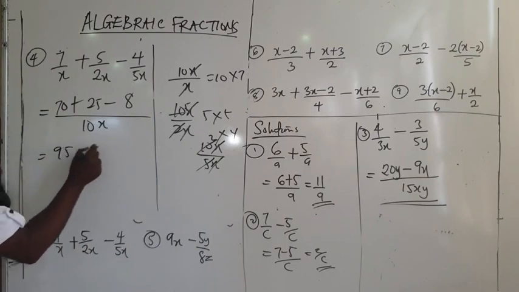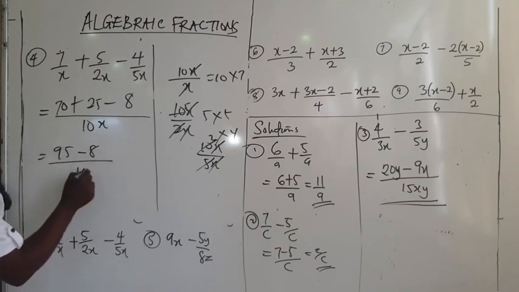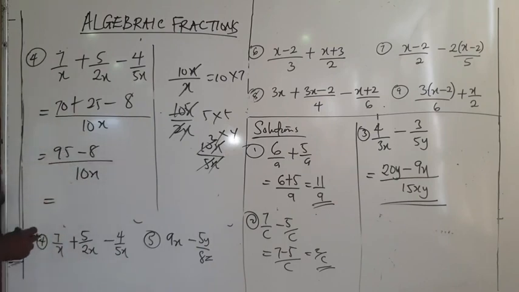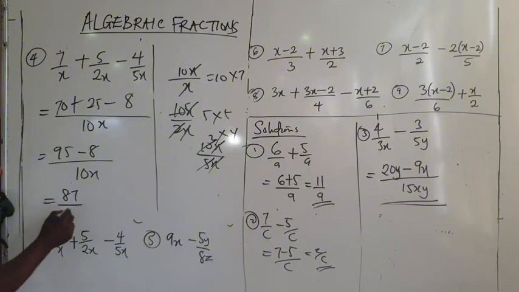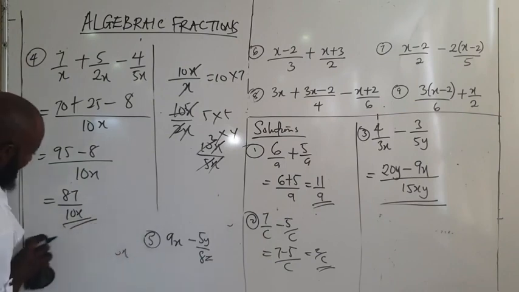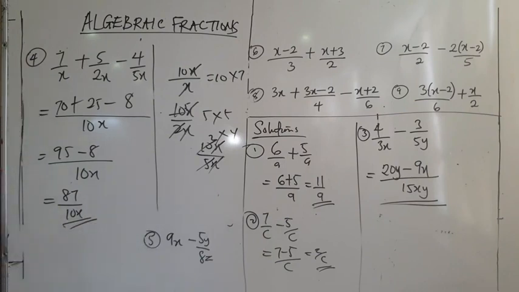So we can then say 70 plus 25 is 95. 95 minus 8, all over 10x. And that gives 87 divided by 10x. That's the answer. 87 divided by 10x is our final answer. I hope that is very clear. So let's move to the next question.